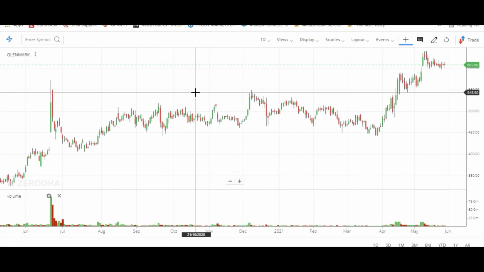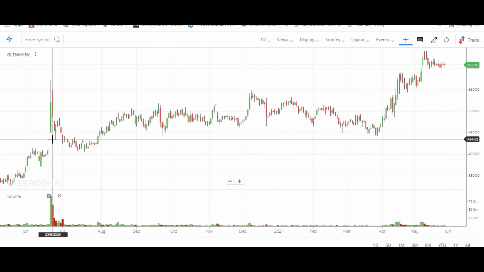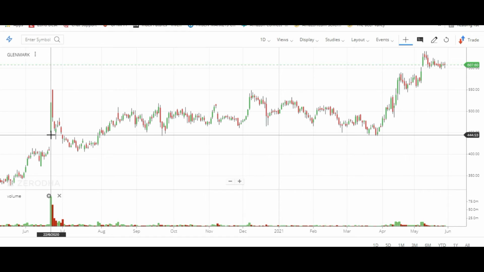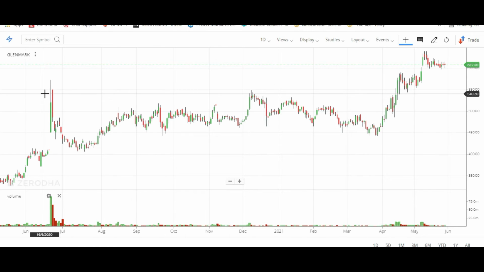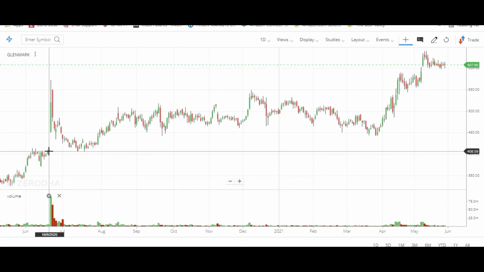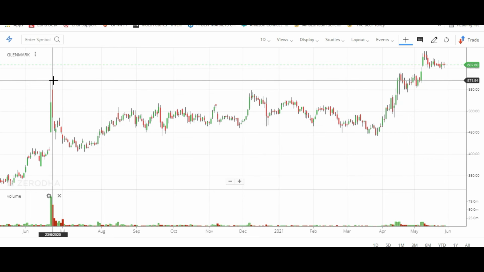The day when they announced that they got some license for producing the vaccines, they created vaccines or something like that. There was an announcement, and that day the price jumped from 406, and look at the high. It was 571. It was almost 40% higher than the existing price.